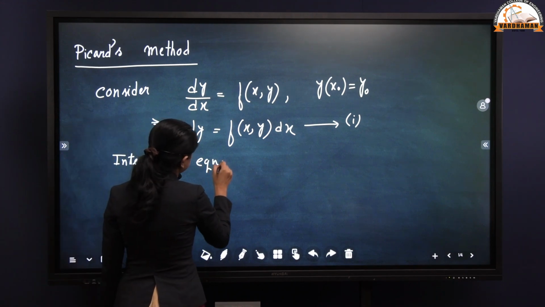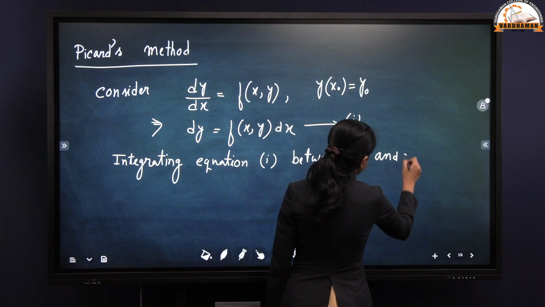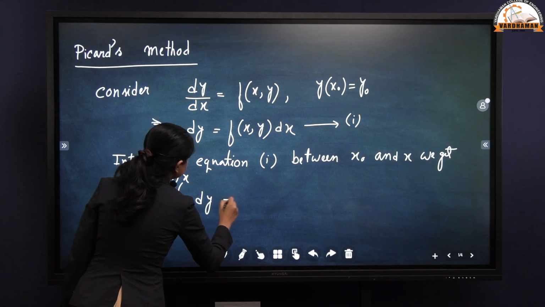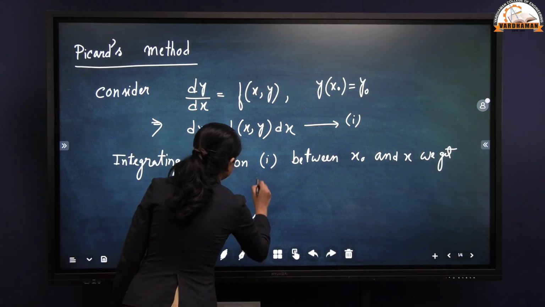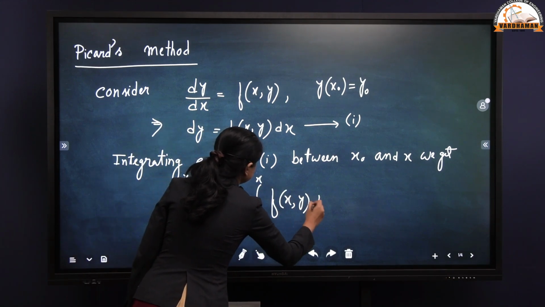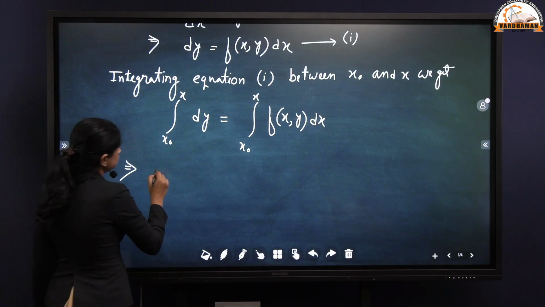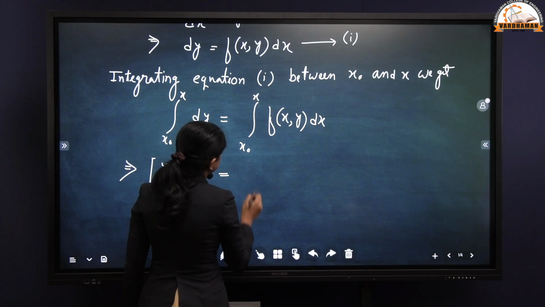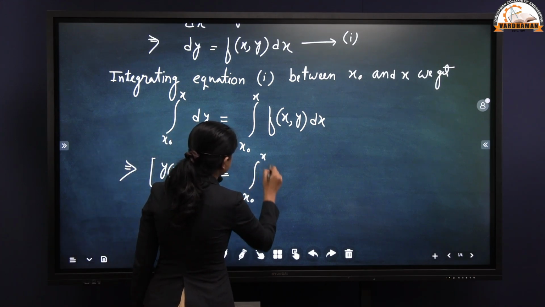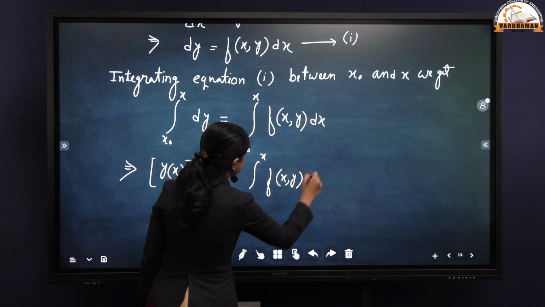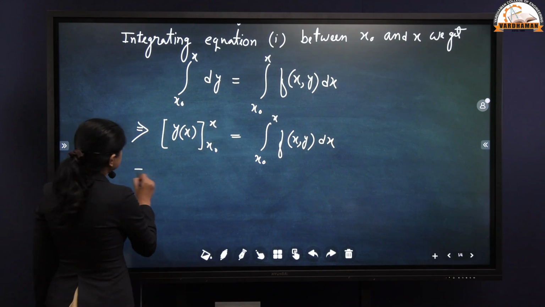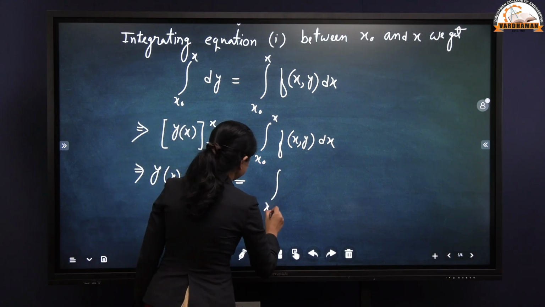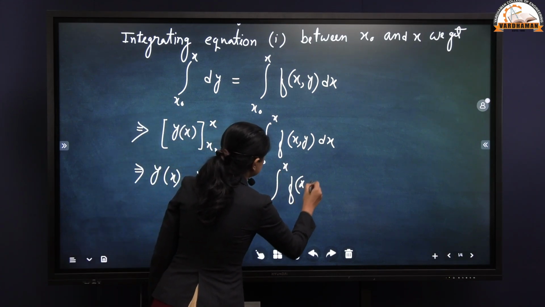Integrating equation 1 between x naught and x, we get integration x naught to x dy is equal to integration x naught to x f of x, y dx. Now this will be y of x with limits x naught to x, and here it will be integration x naught to x f of x, y dx. Now let us put the limits. We will get y of x minus y of x naught is equal to integration x naught to x f of x, y dx.